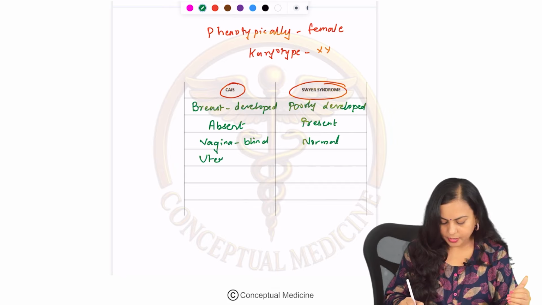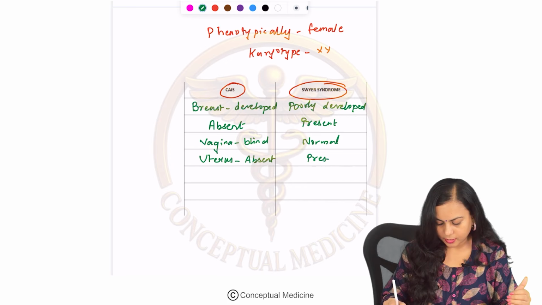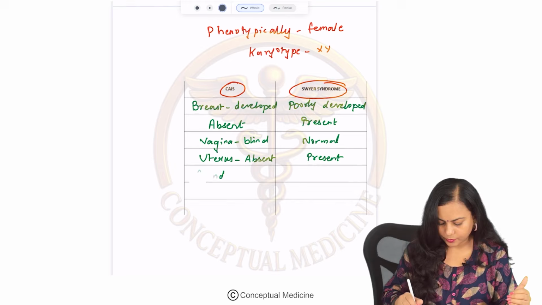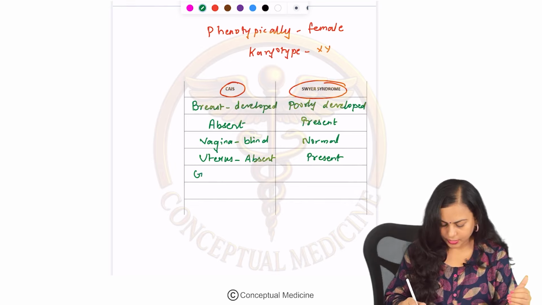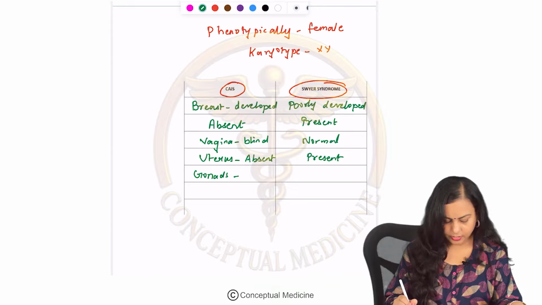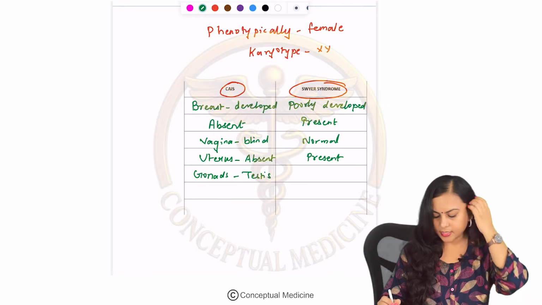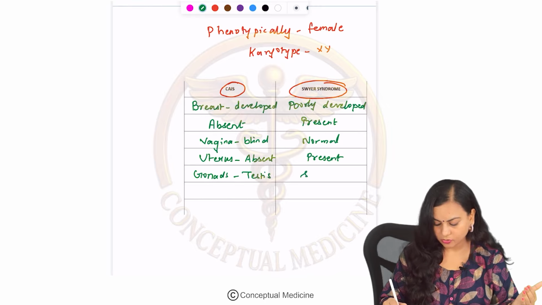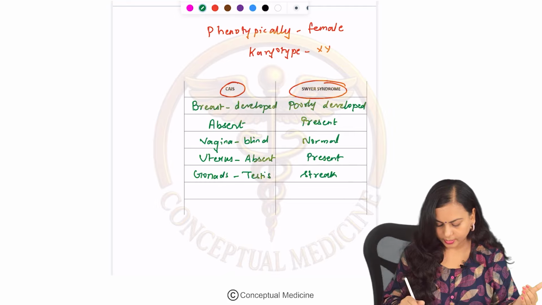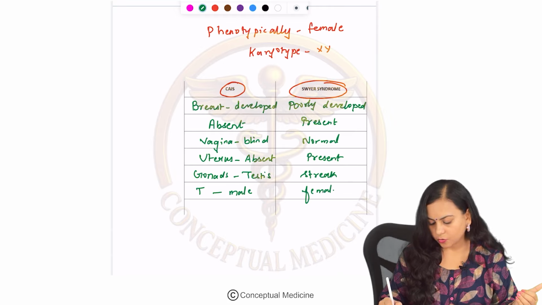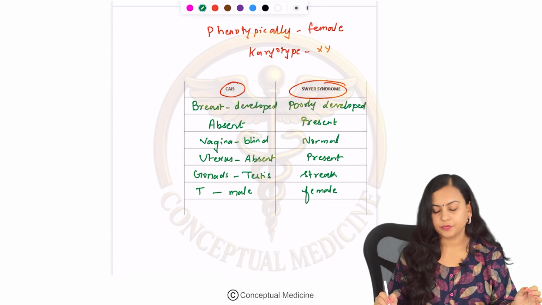Uterus is going to be absent in complete androgen insensitivity syndrome, whereas it is going to be present in the other syndrome. Next one is the gonads. That is present in complete androgen insensitivity syndrome is going to be your testis, and the gonads in Swyer syndrome is going to be streak gonads. Okay, streak gonads. So here the testosterone levels are of normal male levels, whereas here the testosterone hormone is of the normal female levels, right?